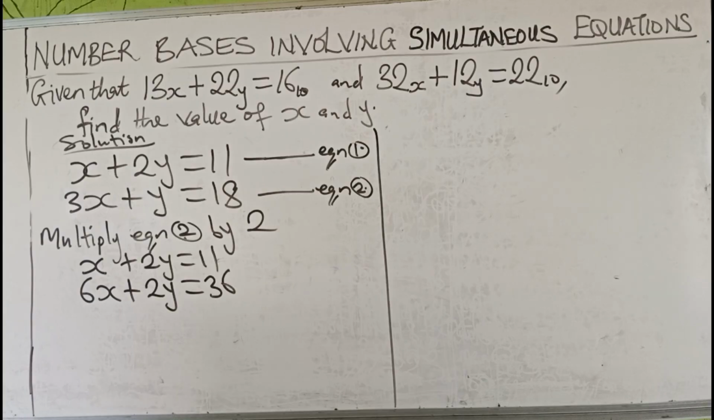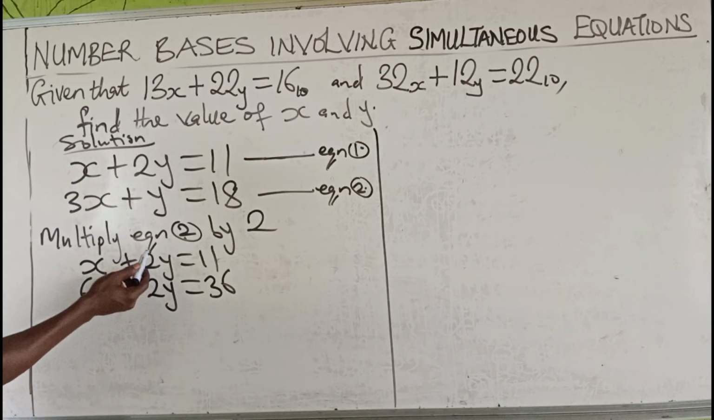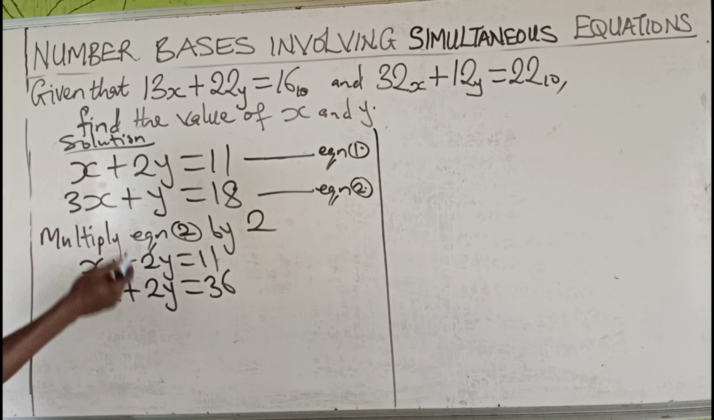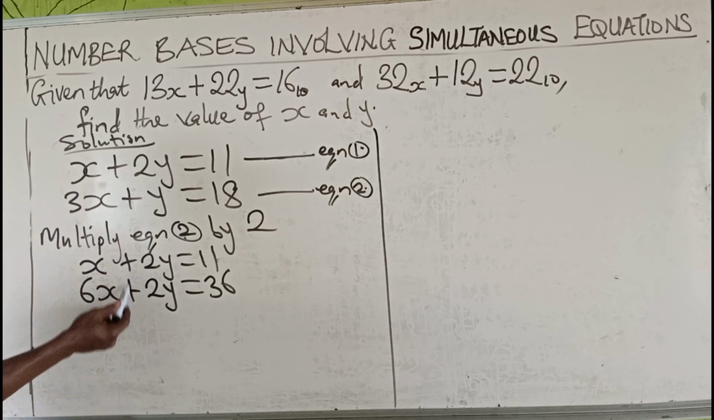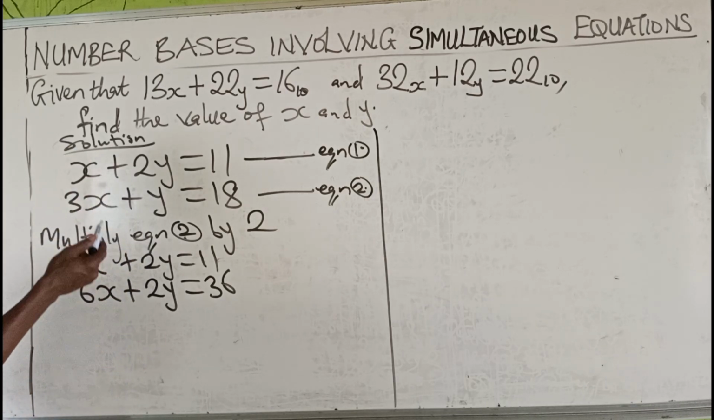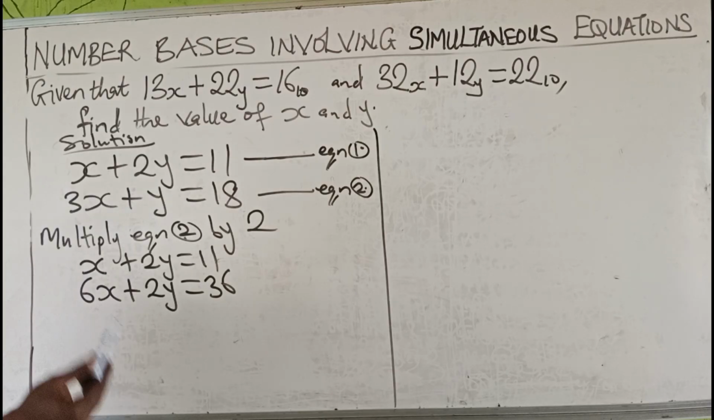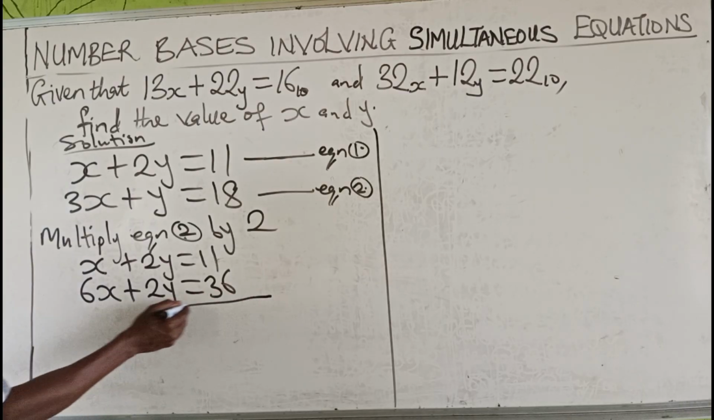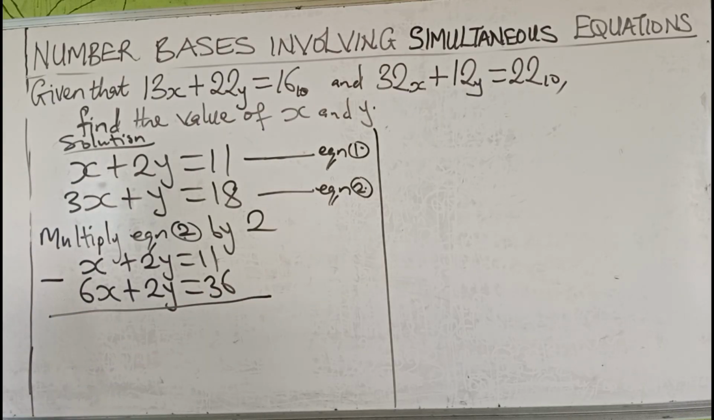Now, for us to subtract, the coefficient of the variable being eliminated must have the same sign. Either both of them are positive as we're having here, or both of them are negative. But if one is positive and one is negative, we add. In this case, they are the same, so we're going to subtract. So let me place a minus sign here to show that we are subtracting.